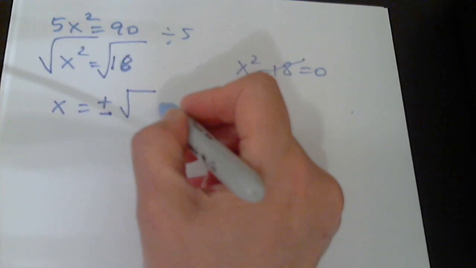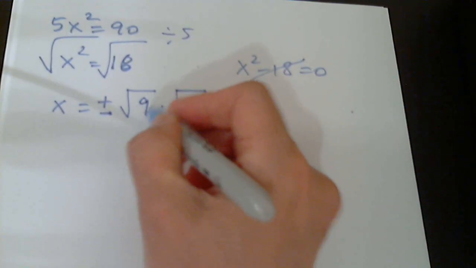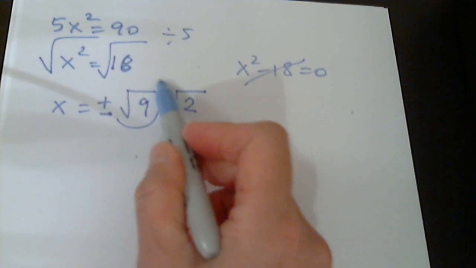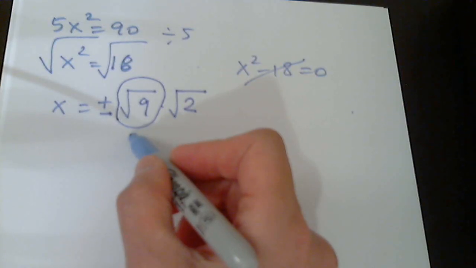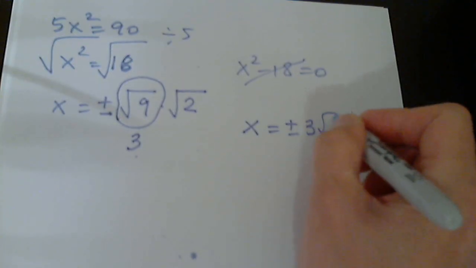How will I present the square root of 18 so I can fully simplify it? What times what will be 18? One is a perfect square, the other one is not. 9 and 2. Exactly. And what do I replace this by? 3. That's it. So the final answer is plus or minus 3, the square root of 2.